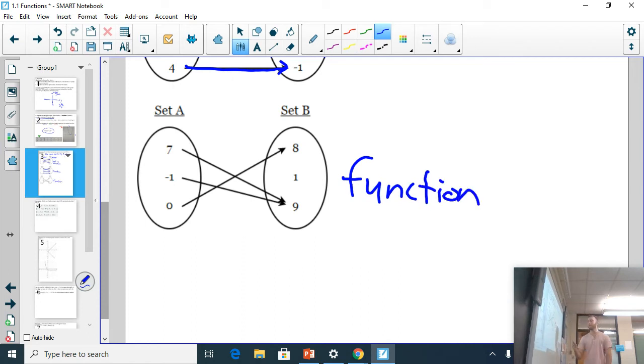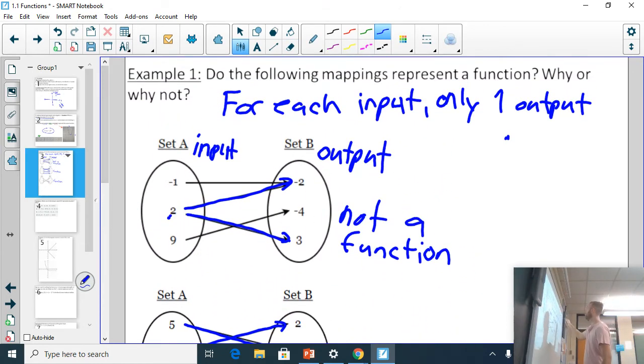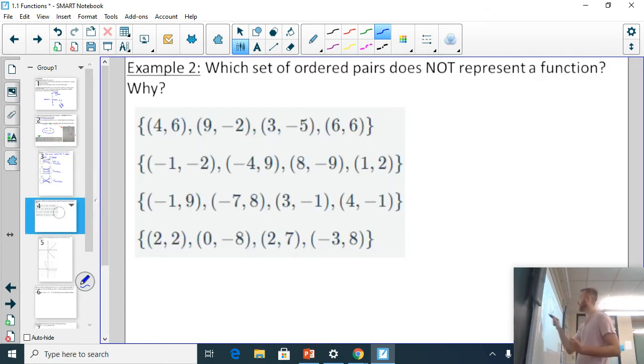Because what might be throwing people off is right here we have two things going to the same output. But isn't that within our rule? Let's take a look at our rule again. Our rule is for each input, there's only one output. Well, this is an input that only has one output. This is an input that only has one output. And this is an input that only has one output. It doesn't matter that we didn't touch this 1, and it doesn't matter that two things got sent to 9. All that matters is that each individual input only got sent to one thing as an output. So that is a function.